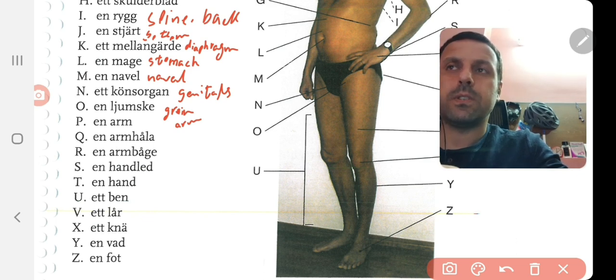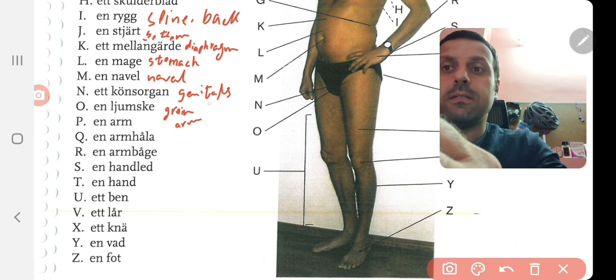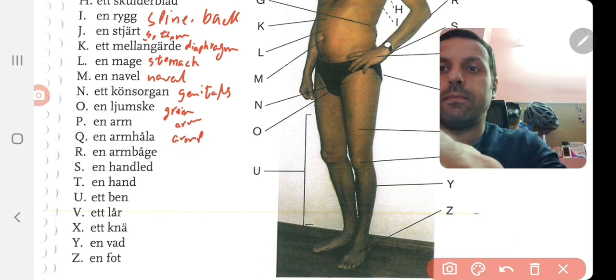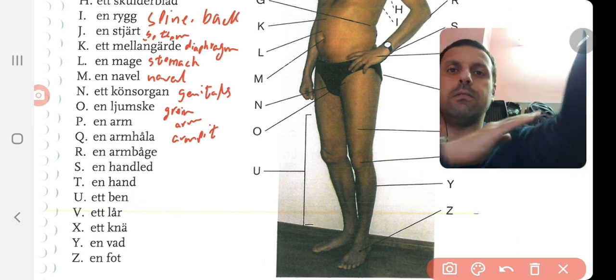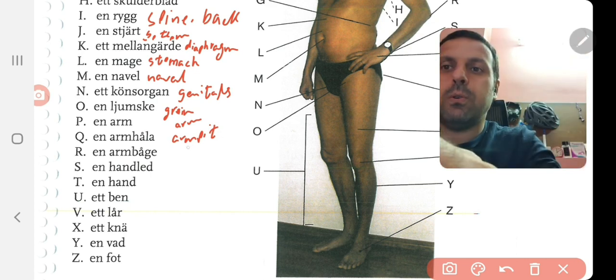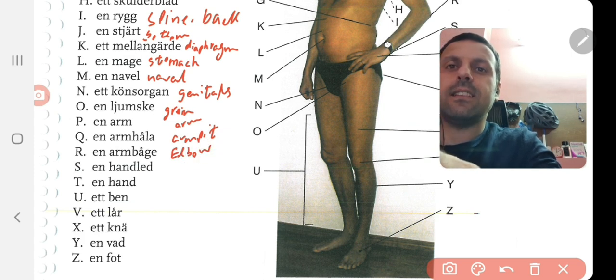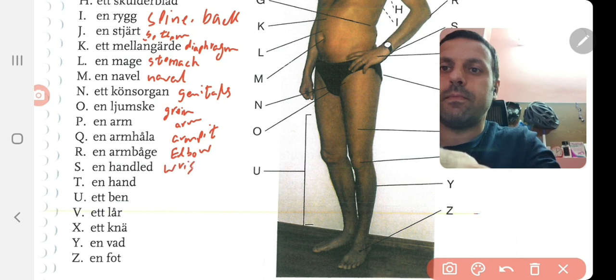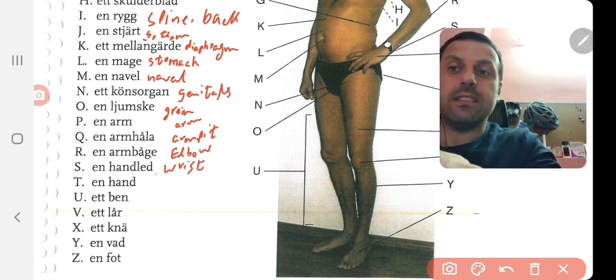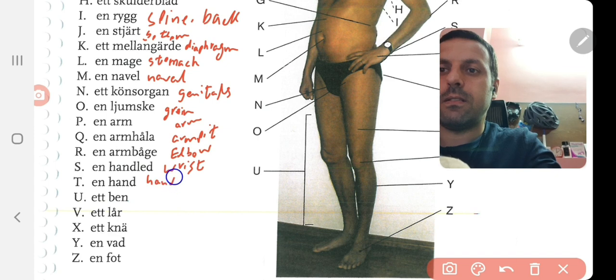Armhåla. So it's actually the armpit. Armbåge is the elbow. So here, armbåge, elbow. Handled is actually here. So the wrist. Hand, so it's hand. In Swedish, hand, but in English, hand. Ben is actually the leg.